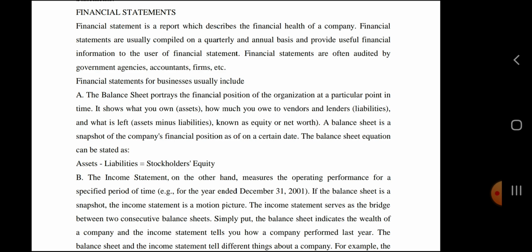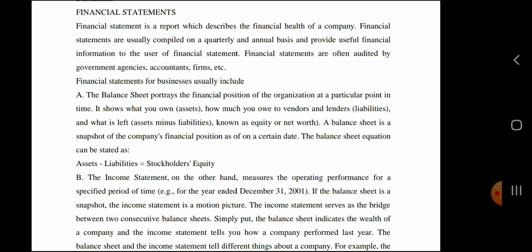It shows what you own, meaning the assets of the organization, and how much you owe to vendors and lenders. It means how much the business liabilities are. Okay, then what is left, assets minus liabilities. Okay, what is left means when we make a total of the balance sheet, then we deduct liabilities from assets, we get the net worth or owner's equity. So here what is left, it means assets minus liabilities, we get the owner's equity.